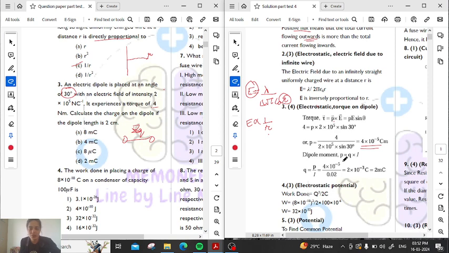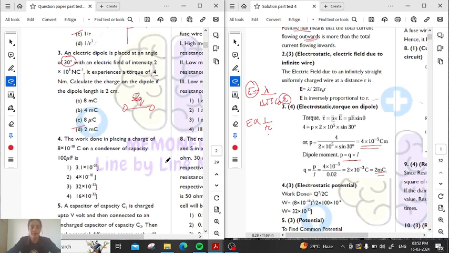P is equal to Q into Y. That is a simple basic formula that you have. So Q is equal to P by this, and we just directly substitute the values and we get your answer, which is 2. 2 means option number D is your correct answer. It's very simple as that.